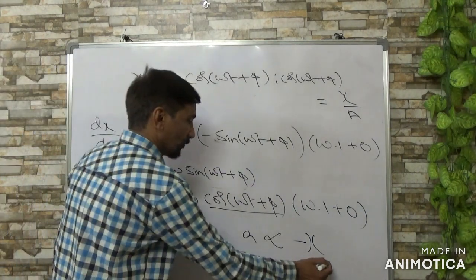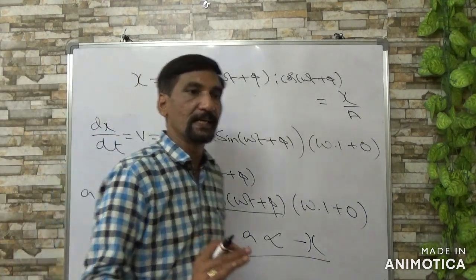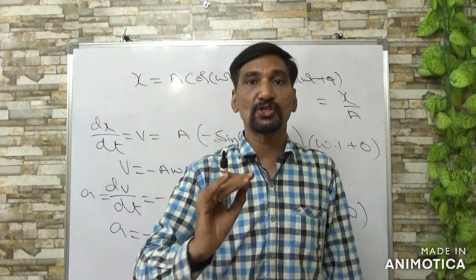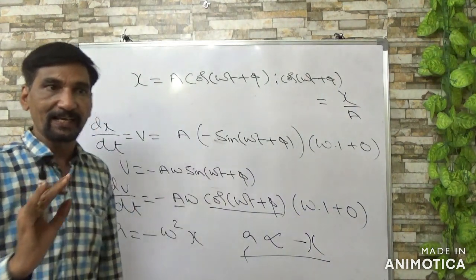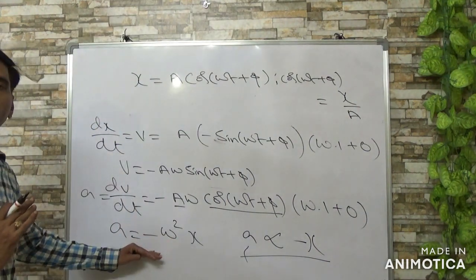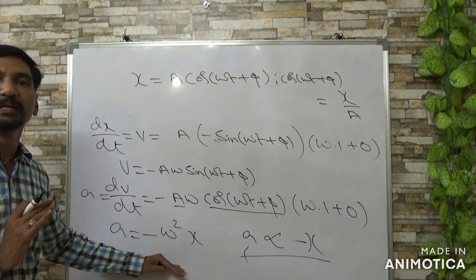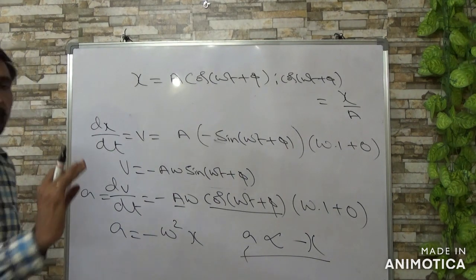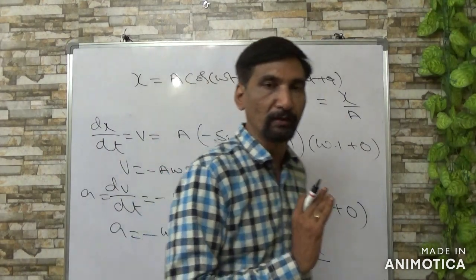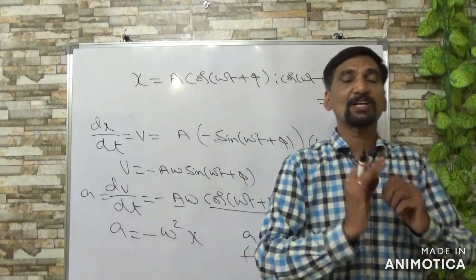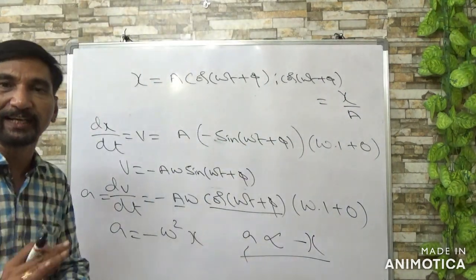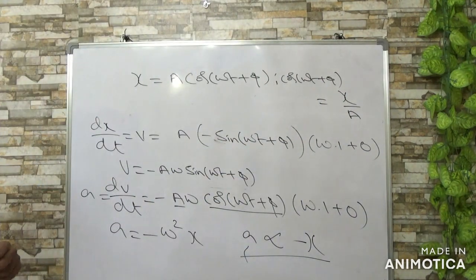So this is one of the necessary conditions for a body which executes SHM. Remember, acceleration is always equal to minus omega square x. So whenever a body executes simple harmonic motion, acceleration is proportional to displacement in the opposite direction.